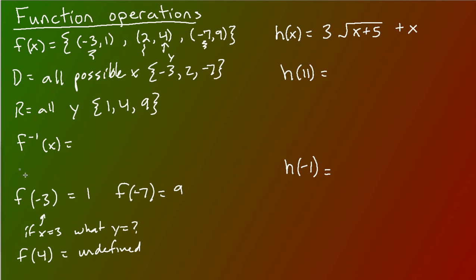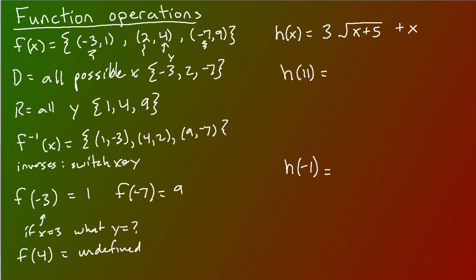This right here with the -1 means inverse, and we'll be talking more about inverses later. But for inverses, all we're going to do is switch x and y. So if I take the inverse of this, and that's what the -1 means, the first ordered pair would be 1, -3. The second ordered pair would be 4, 2. And the third ordered pair would be 9, -7. So I've done the inverse of that.